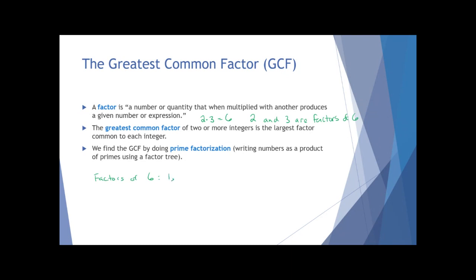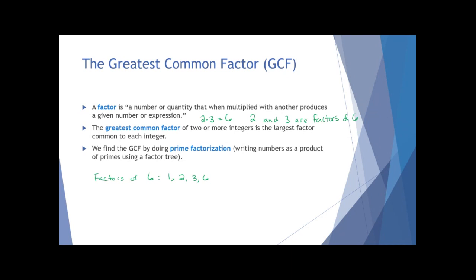So your factors of 6 are 1, 2, 3, and 6, because 1 times 6 is 6 and 2 times 3 is 6. So you can think of a factor as something that you multiply by something else, or you can think of it as something that divides evenly into something else.